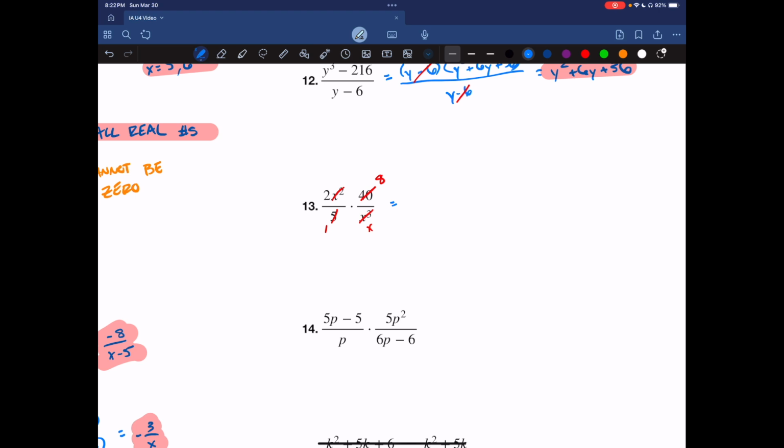Okay, so that's 2 times 8 on top, so 16. And then 1 times x on the bottom. So there's your answer, 16 over x.